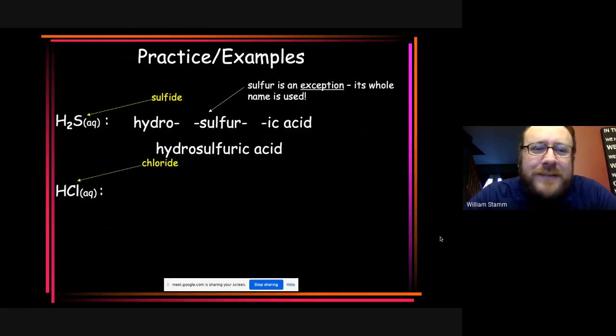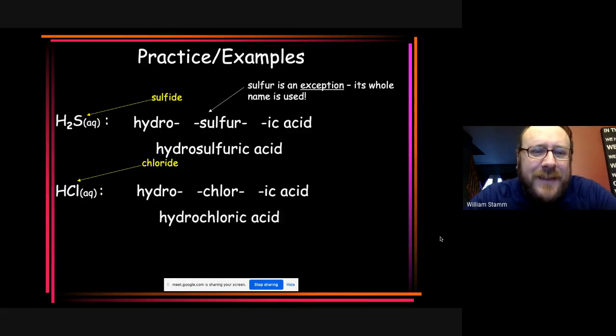HCl, very commonly used in labs. AQ's there, it means it's dissolved in water. Obviously a non-oxyacid because there's an H and a Cl, it's binary, only two elements. So that would be hydrochloric acid, not hydrochloride acid. Hydrochloric, the ic has to be at the end. Hydrochloric acid. And finally, that's cyanide.